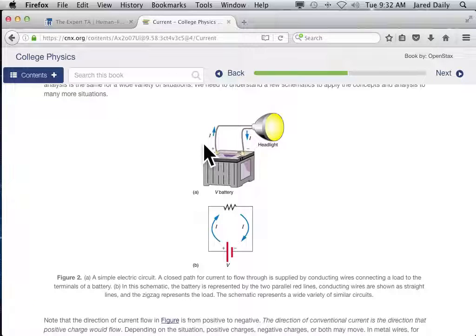And circuits in electronics are the same thing. A circuit is a circle. And the circle is made by wires, which are represented by lines.